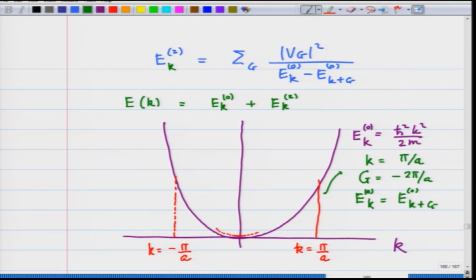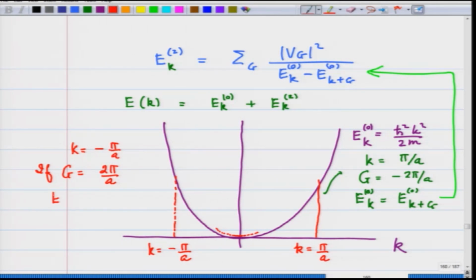The denominator here becomes 0, and therefore, E2k blows up, it becomes infinitely large. Let me show it for k equals minus pi by a also.